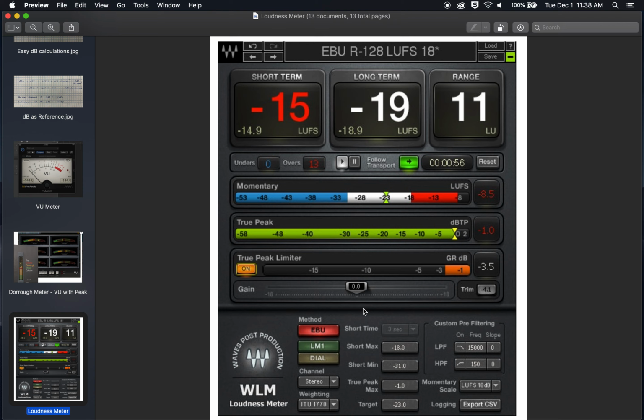So every broadcast has to be within a certain level, and every commercial has to be within a certain level. Same thing on the radio. Anything going on radio or live TV, or not even live TV for that matter. So these are more commonly used in those settings.